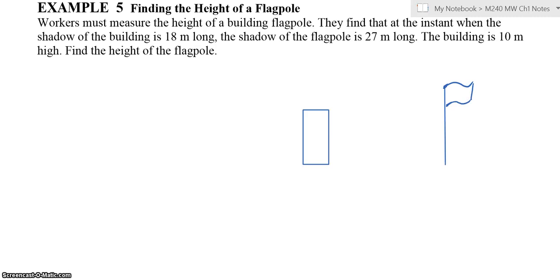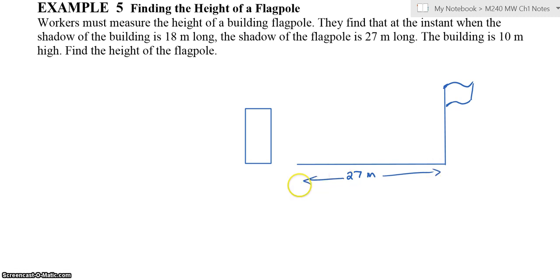So here's my building and here's my flagpole. I know the building is smaller than the flagpole because it says that the shadow of the building is 18 meters long, where the shadow of the flagpole is 27. So I'm going to draw a shadow on the flagpole and make that shadow 27 meters long. And it says that the instant when the shadow of the building is 18 meters long, the shadow of the flagpole is 27. So I realize I'm going to have similar triangles, because if I actually moved the building, maybe it would have been easier to move the flagpole. I don't know if that's proportionally correct.